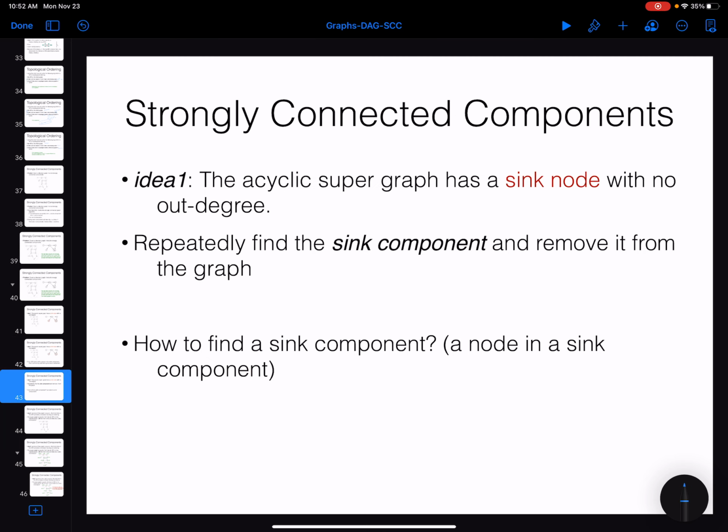So this is great. But now the issue is how can I find the sink node? We don't have the super graph. Be careful, we don't have the supergraph. We just abstractly thought about the supergraph and the properties that the supergraph gives us, and based on that, how to treat the original graph. But now the issue is how can I find one node which is a part of a sink node in the super graph?